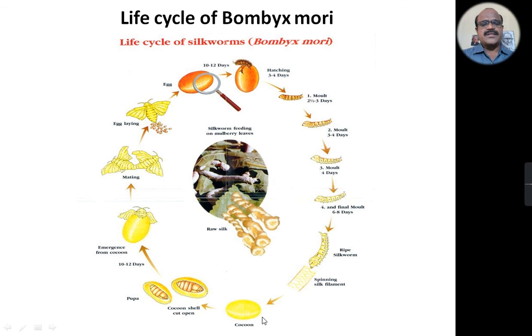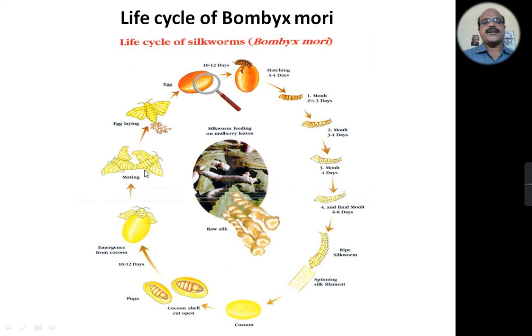Then the fifth instar larva goes to the next developmental stage, that is pupa. The pupa is present inside the cocoon, and the pupa, as I said, has all the developmental features like head, thorax and abdomen. And after 10 to 12 days of duration, this pupa emerges out from the cocoon into a new adult moth.